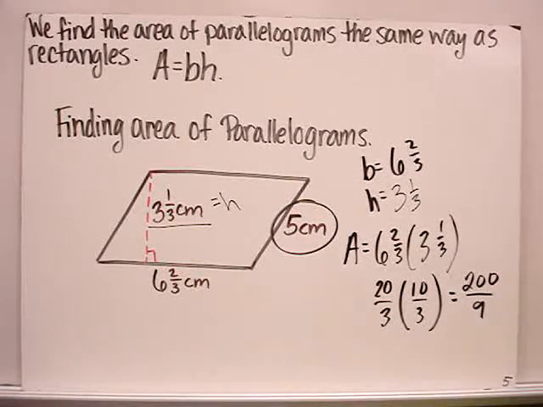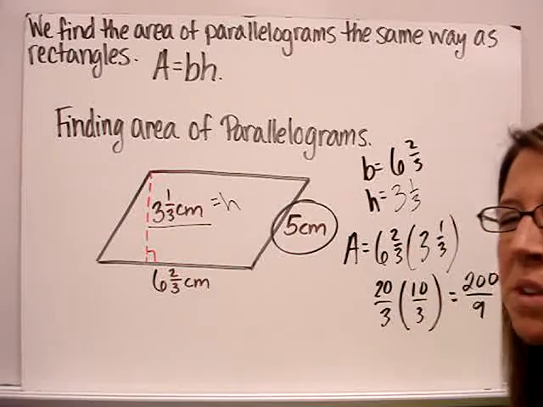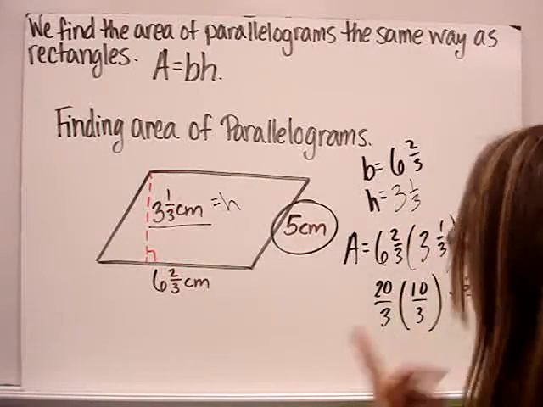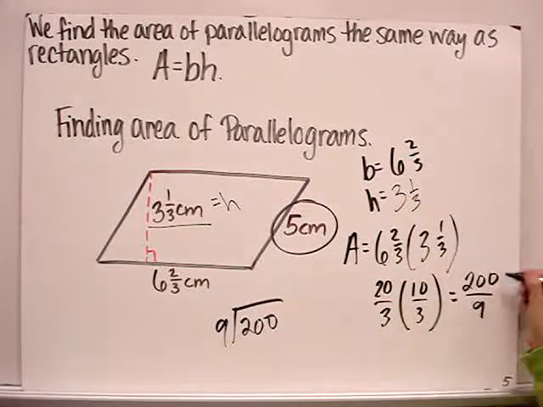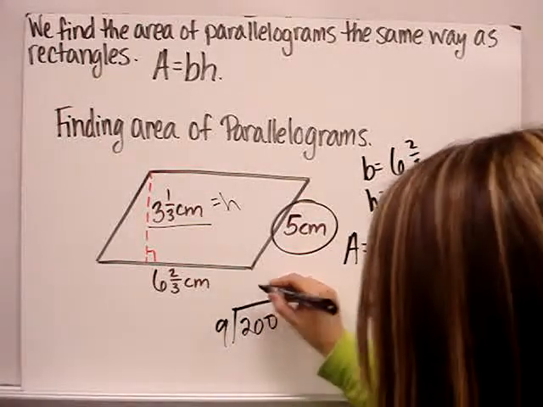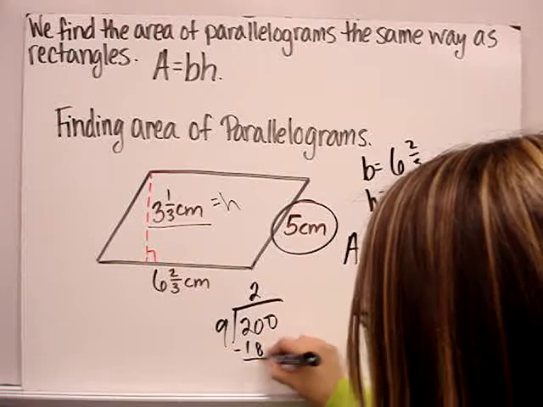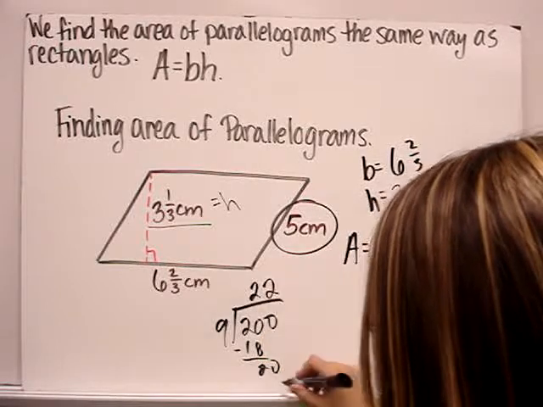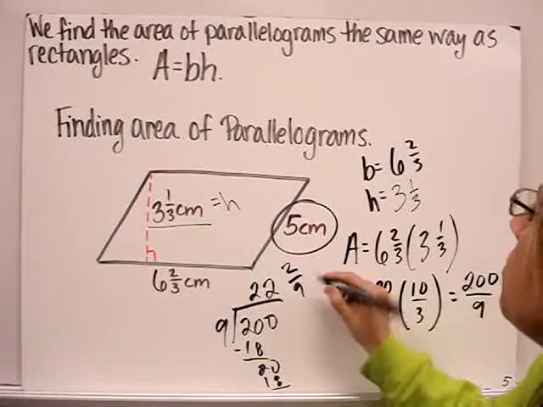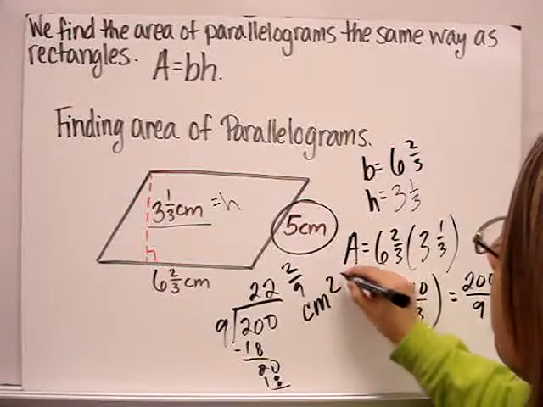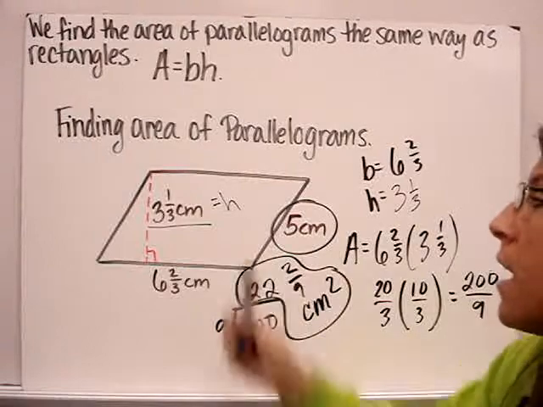Now 200 ninths centimeters squared doesn't really sound very friendly, so I'm going to do a quick long division problem to turn this back into a mixed number. 200 divided by 9. 9 goes into 20 twice, that's 18. 2 left over. It's going to be 22 and 2 ninths. 22 and 2 ninths centimeters squared is the area of this parallelogram.